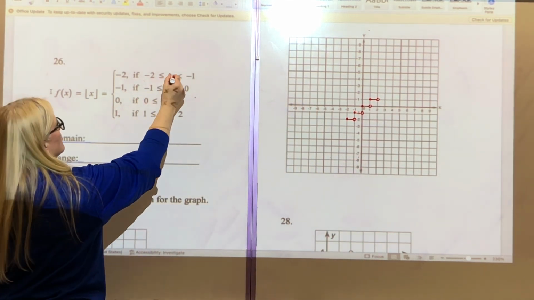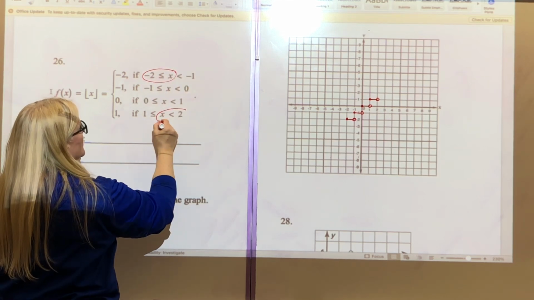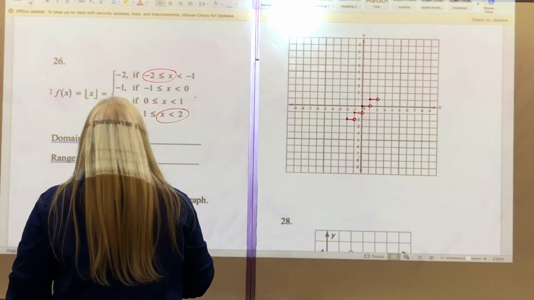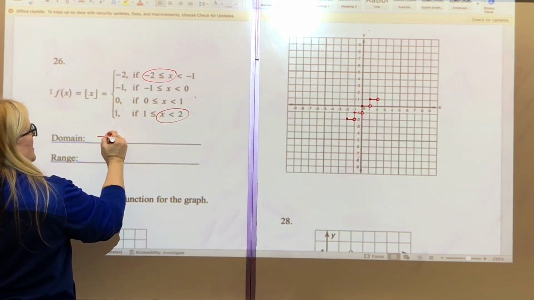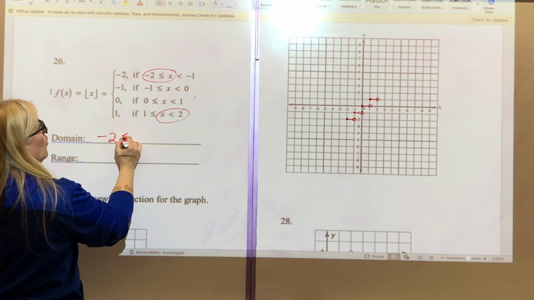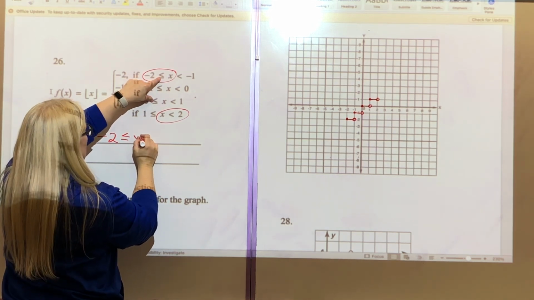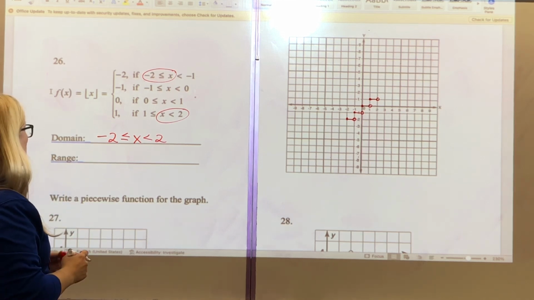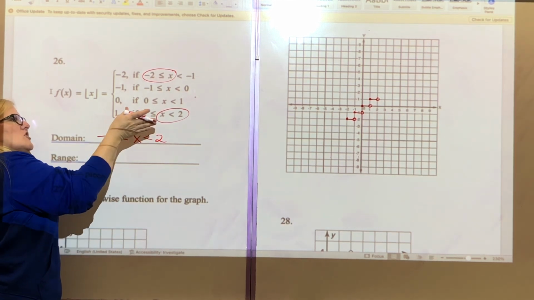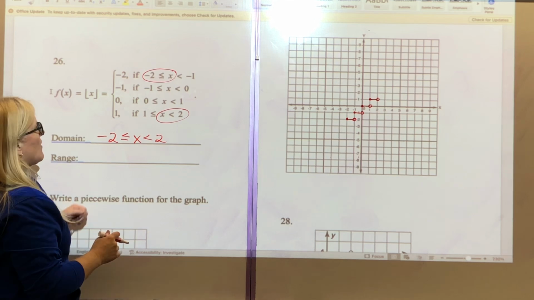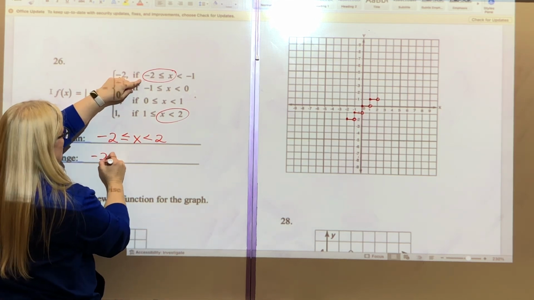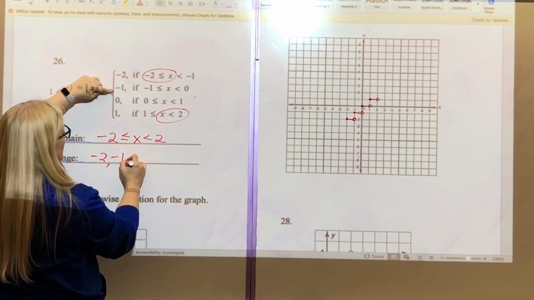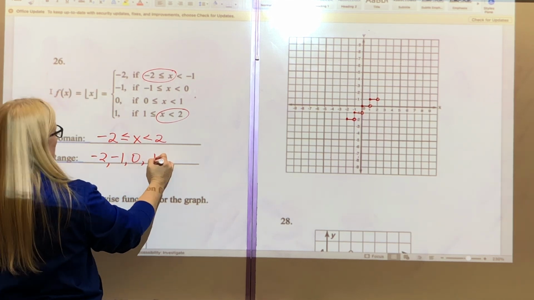Okay, what is my domain? Well, remember, it's starting at -2 and it's ending at 2. You can see it. It goes from here to there. So my domain is -2 less than or equal to x, but then here it's just less than 2. My range, this is when I'm able to just look at it. My range is -2. Oh, I'm looking at the wrong one. -2, -1, 0, and 1.